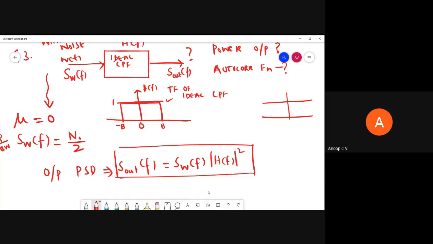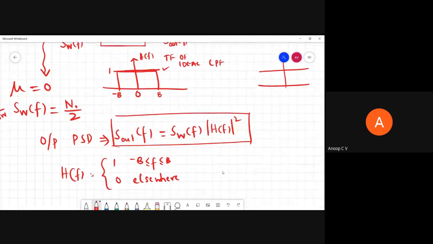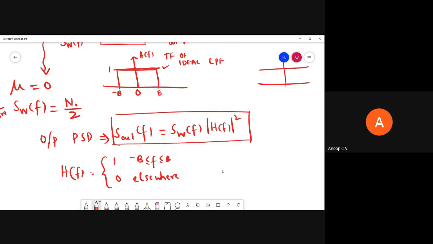So we'll find out now what is S out of f. What will be mod of H of f squared? This H of f we can represent as equal to 1 from minus B less than or equal to f less than or equal to plus B, and it is 0 elsewhere. So this is H of f. And S_W of f is N naught by 2 throughout. So if you square H of f, you'll get the same thing. The square of the magnitude will be the same.